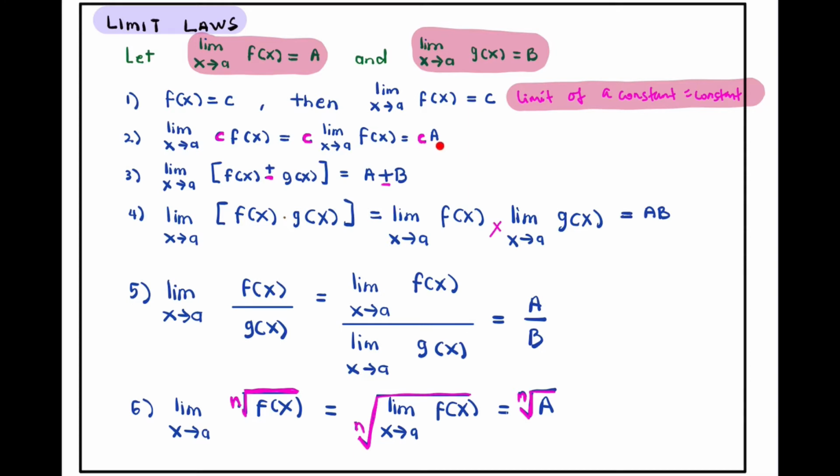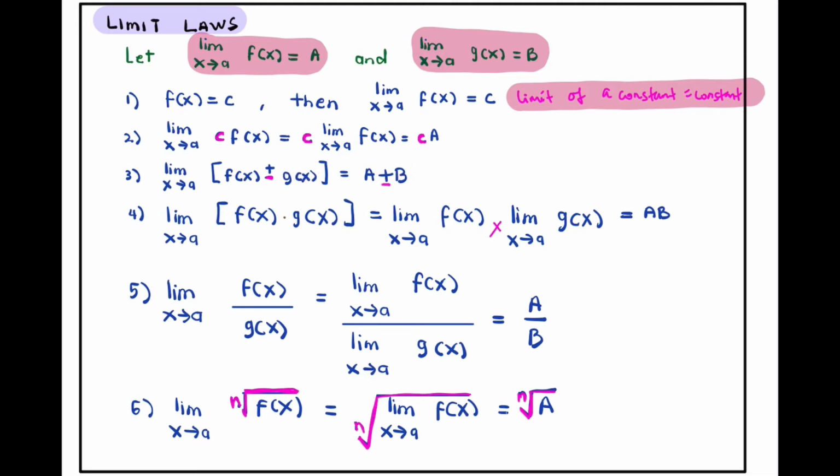Now let's see part 3. The limit of f(x) plus or minus g(x). So this is just the limit of f(x) plus or minus the limit of g(x). So let's substitute. The limit of f(x) is a, the limit of g(x) is b. Therefore, the answer is a plus or minus b.